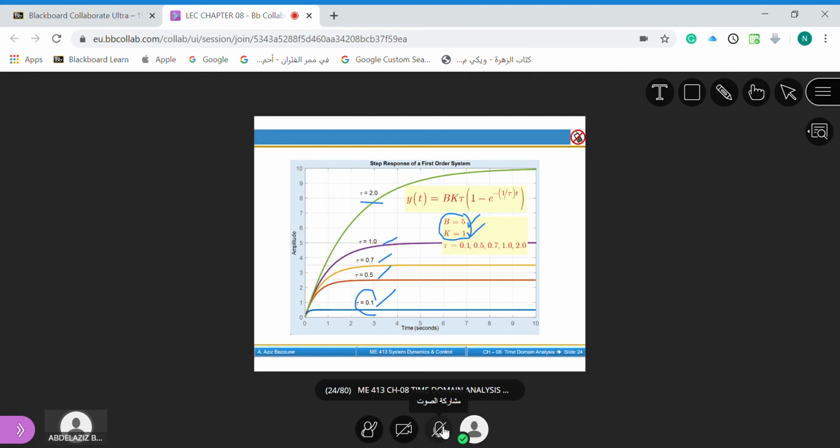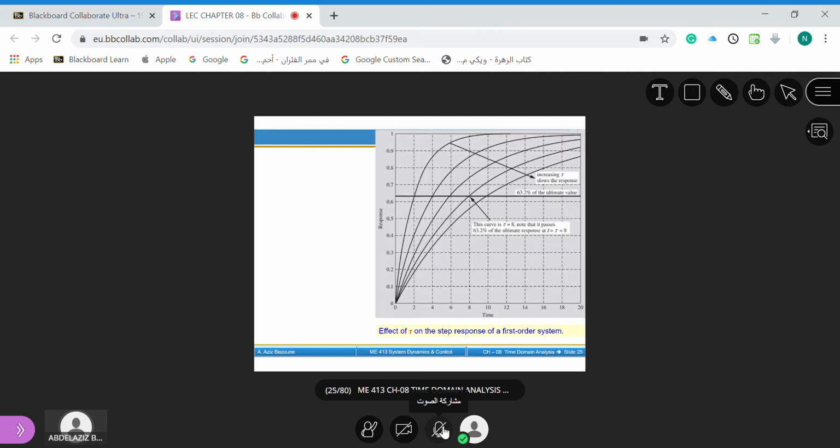See the error here. This is what you are expecting to get, and see your response, where is it? It's far from the input. Here, when you decrease the value of tau, you are approaching, the error is becoming smaller. So the smaller the time constant, the faster you go to the response. Increasing the value of tau slows the response.